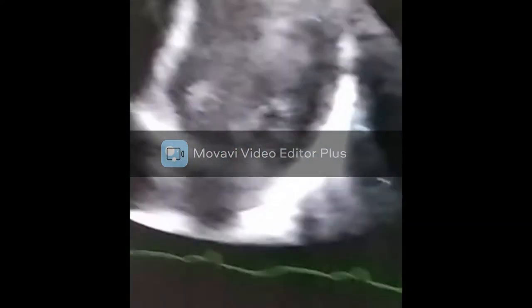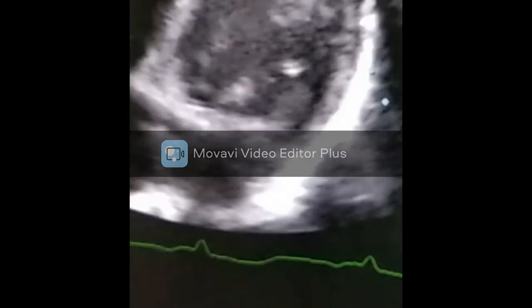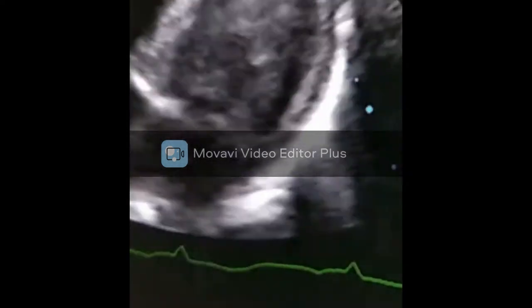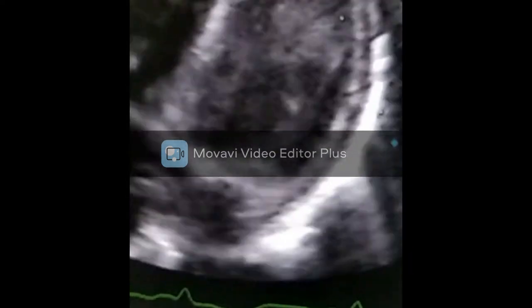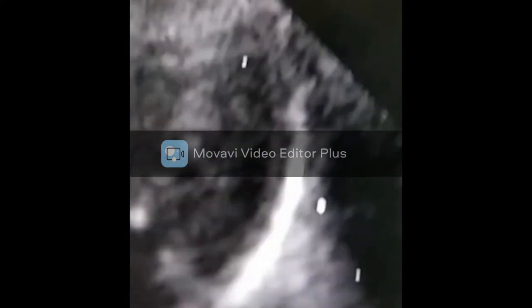Chamber view? Yes, sir. You can see all the four chambers? Yes, sir. Now, I'll freeze it. See? You can see all the four chambers now? Yes, sir. Now, what I'll do is, I'll freeze this button. Okay? Now, you can see. This is your left atrium, left ventricle, right atrium, right ventricle.